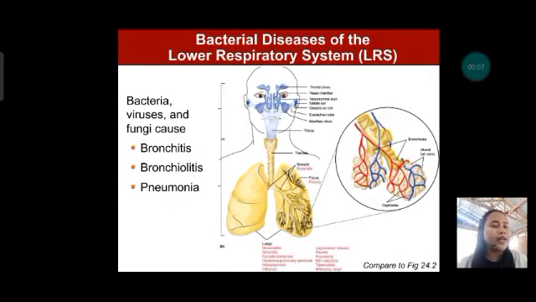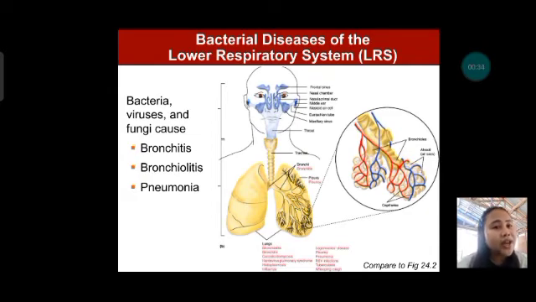We have learned already about the respiratory system and the bacterial diseases of the upper respiratory system. So we will proceed to the bacterial diseases of the lower respiratory system. As we have known, the lower respiratory system consists of the larynx, which is the voice box, the trachea, the bronchial tubes, the alveoli, and the pleura.